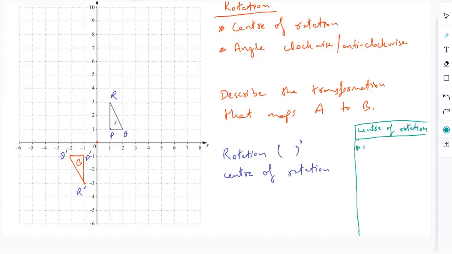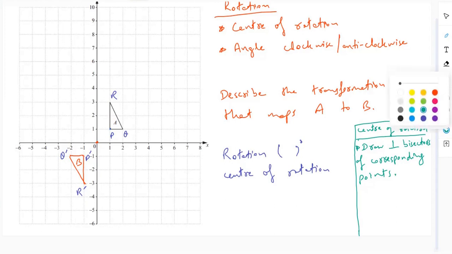Draw perpendicular bisectors of corresponding points. What does that mean? We will make the perpendicular bisector of PP dash. That will be something like this in this case. The perpendicular bisector of PP dash will be like this. This is the perpendicular bisector of P and P dash.